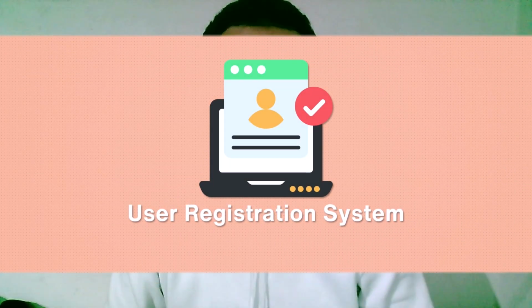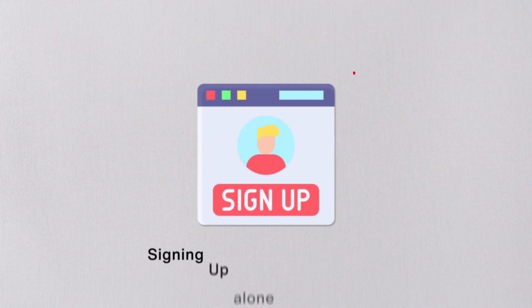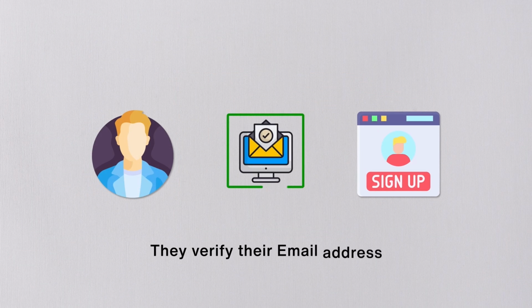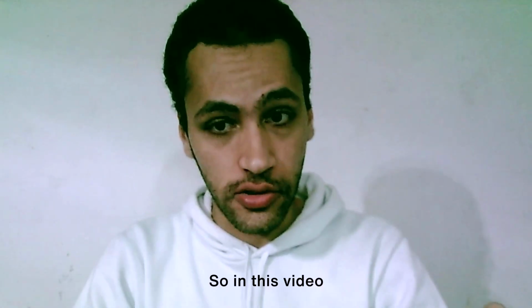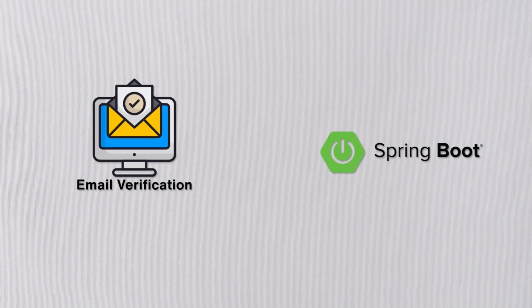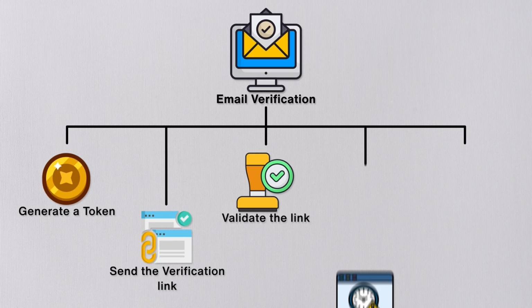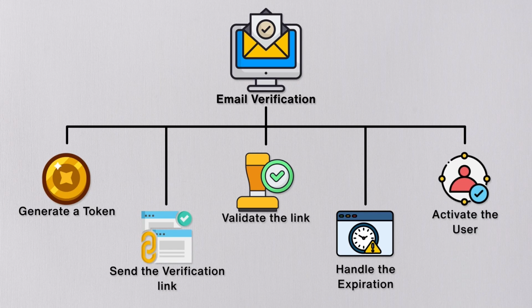You have probably built a user registration system before, but in a real backend system, signing up is not enough. The user shouldn't be active unless they verify their email address. So in this video, we're going to be building a complete email verification flow in Spring Boot. We're going to generate a token, send a verification link, validate it, handle the expiration, and activate the user.